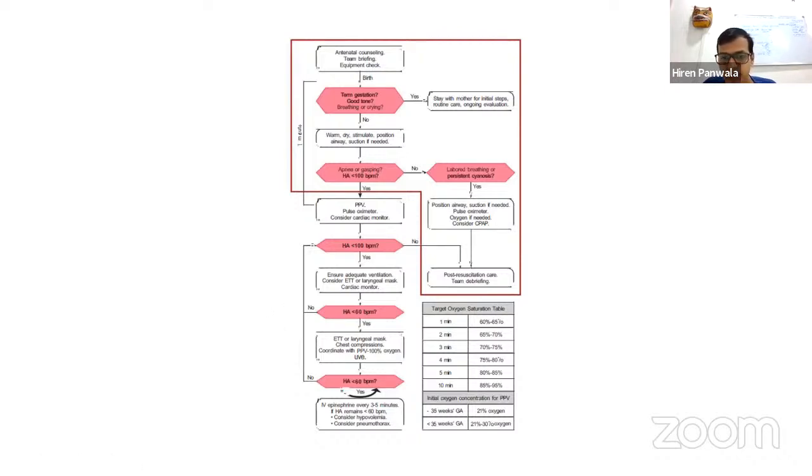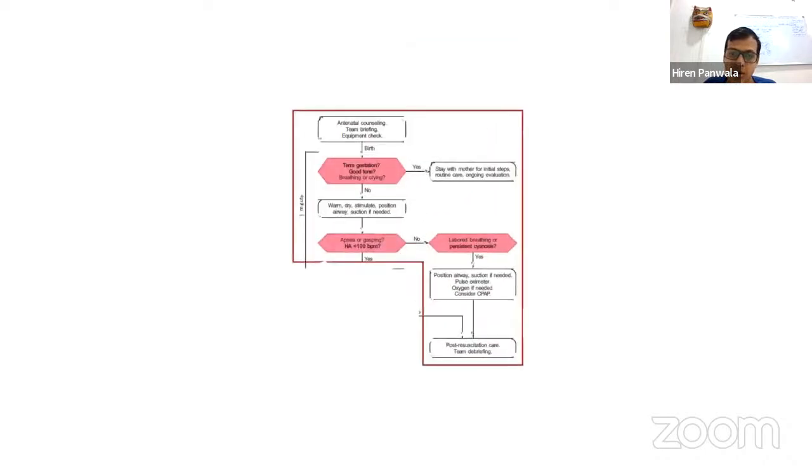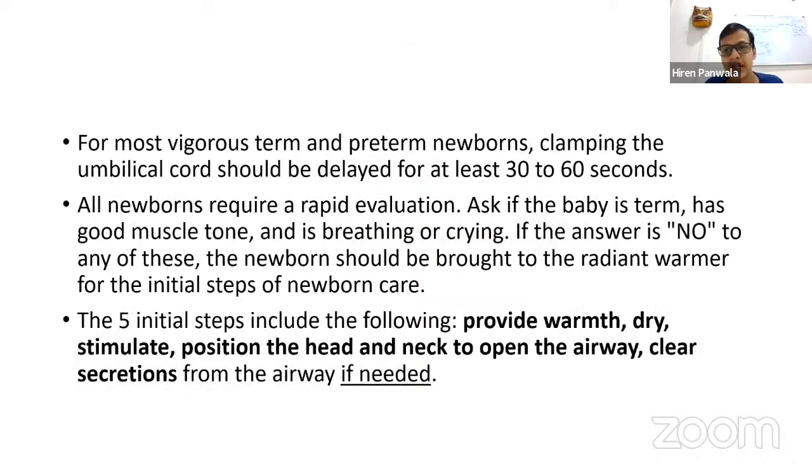So with this brief background, we'll now go to discuss the initial steps in detail. For most vigorous term and preterm newborns, clamping the umbilical cord should be delayed for at least 30 to 60 seconds. All newborns require a rapid evaluation. Ask if the baby's term, has good muscle tone, is breathing.